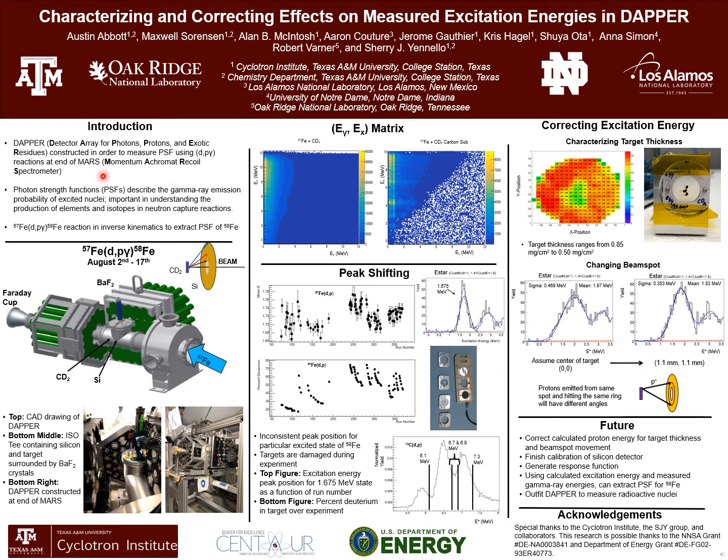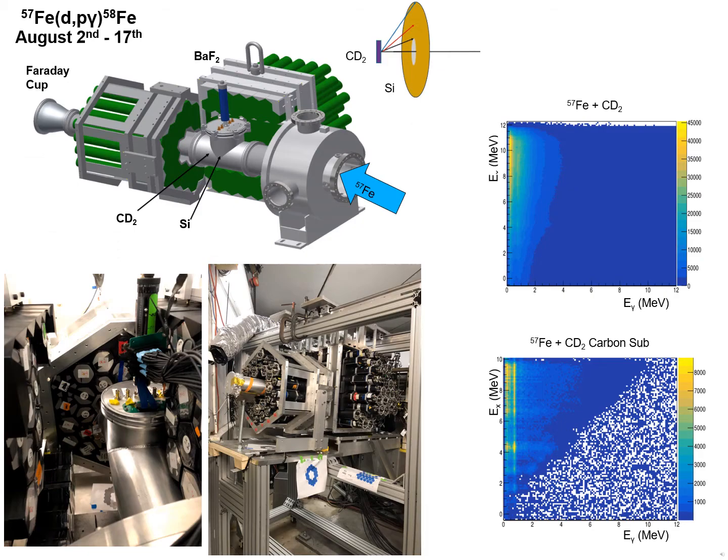So photon strength functions are important. They describe the gamma ray emission probability of excited nuclei, and this is essential in understanding the production of elements and isotopes in neutron capture reactions like in nucleosynthesis. Our reaction was the iron 57 (d,p gamma) iron 58 reaction in inverse kinematics, and we will use this to extract the photon strength function of iron 58. I will go through each section of this poster in separate slides.